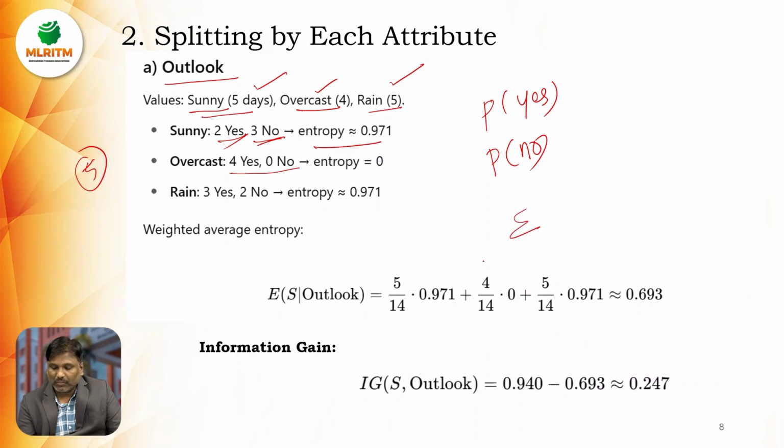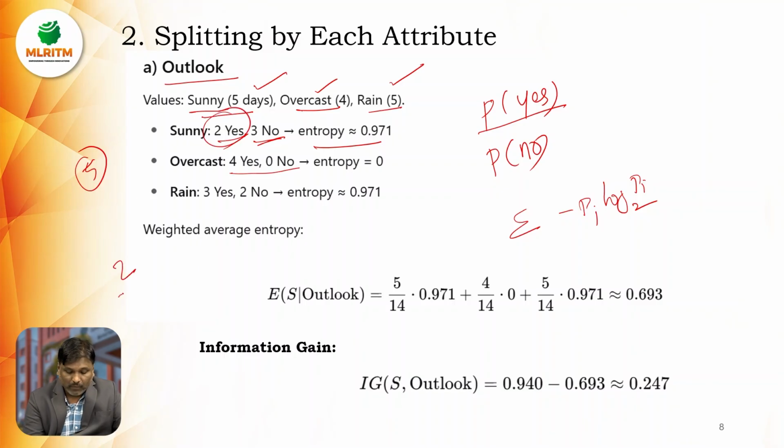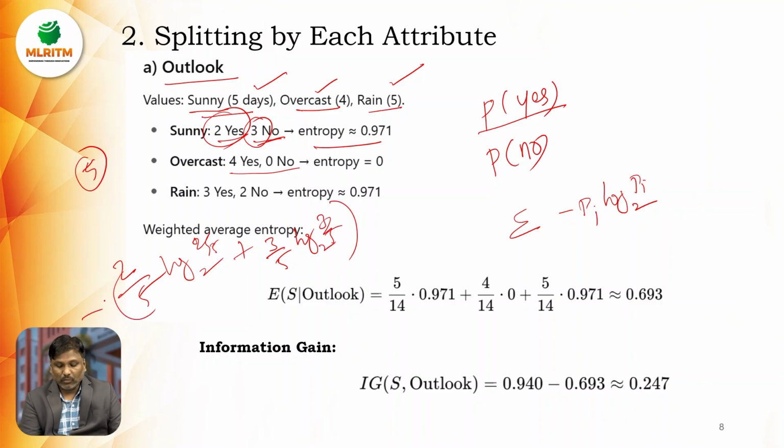So what is the formula we use? Summation of minus Pi into log Pi base 2. So we use the yes condition and no condition. What is the probability for P of yes? Here yes is 2 out of 5. So 2 by 5 into log of 2 by 5 base 2, plus the next one, 3 no's: 3 by 5 into log of 3 by 5 base 2, all under the minus. If you solve this, we get 0.971. Guys, do you get my point?